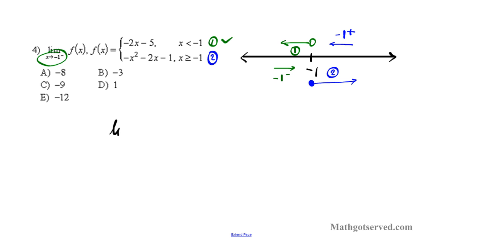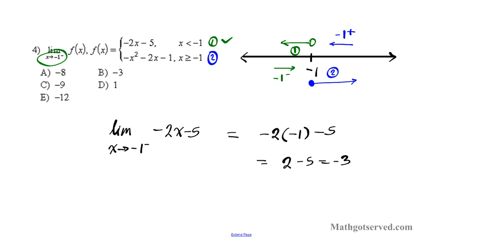So this limit basically becomes the limit as x approaches negative 1 from the left of negative 2x minus 5, because that's the function that's active to the left of negative 1. If you work that out by direct substitution, you're going to have negative 2 times negative 1 minus 5. The directionality doesn't matter here. So you're going to have positive 2 minus 5, and your final answer is negative 3, option letter B.